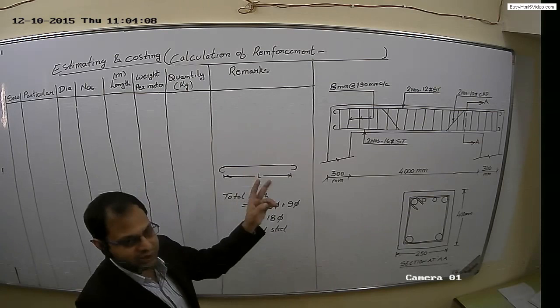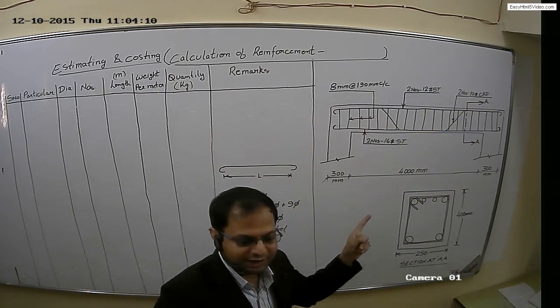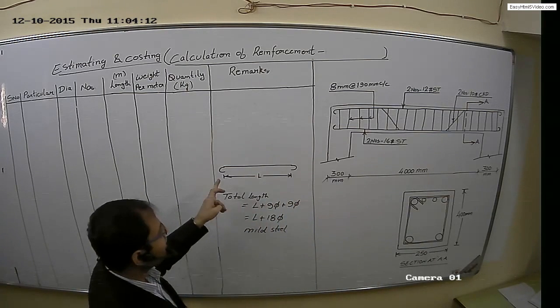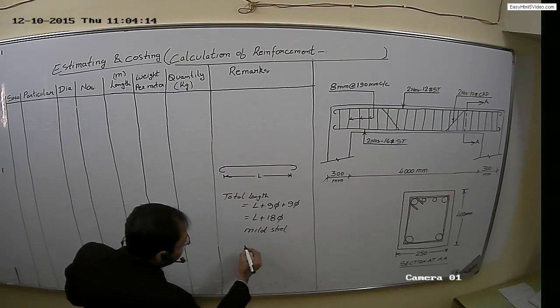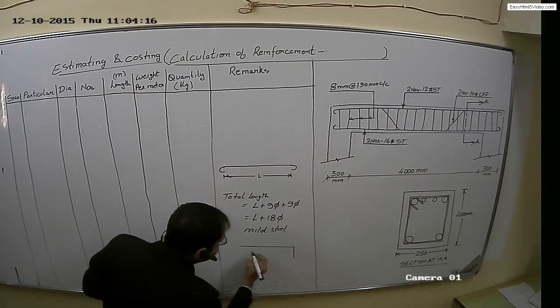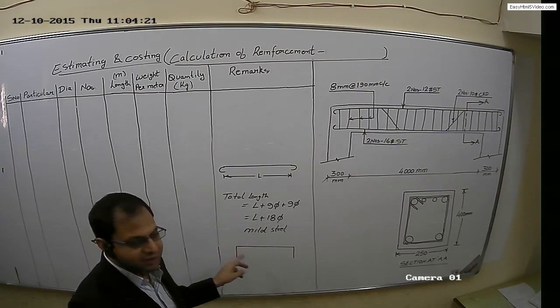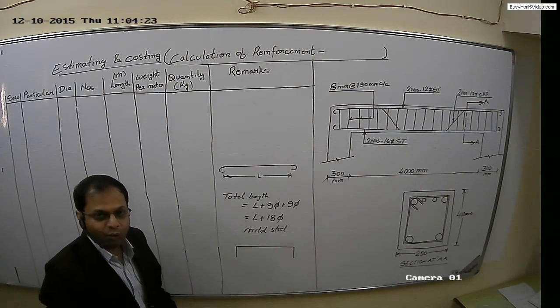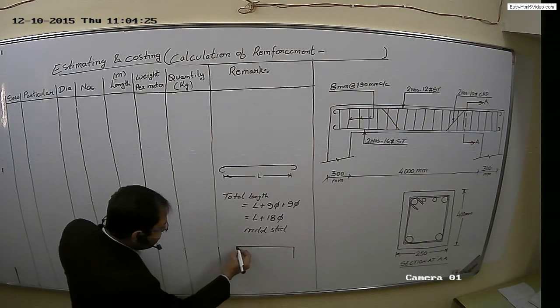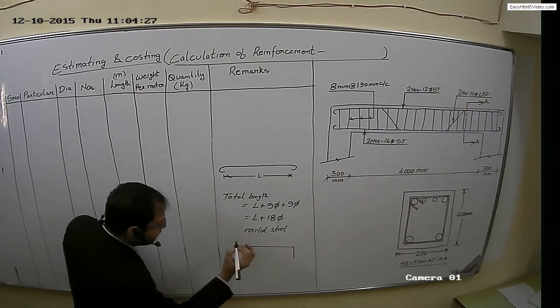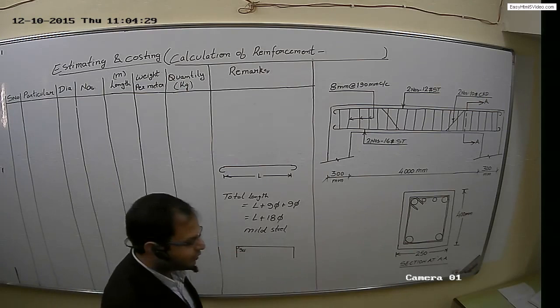If it is a Tor steel, or we call as Fe415, then instead of these hooks we'll have L's. Since Tor steel cannot be fabricated into the hooks, we can just make a bend by 90 degree. Okay.